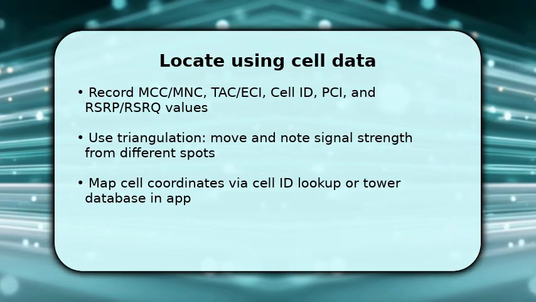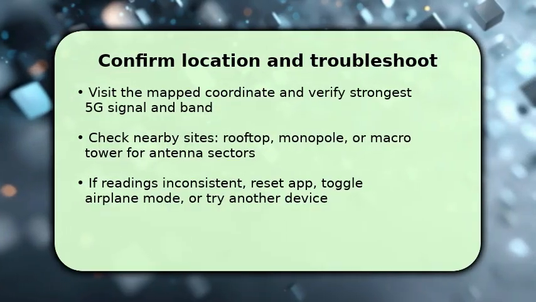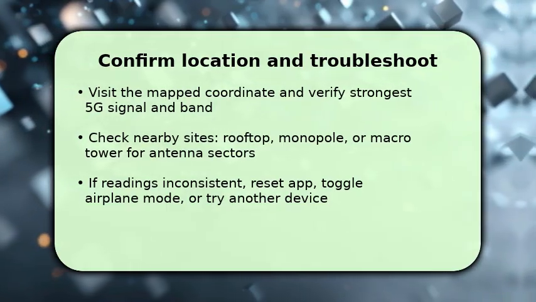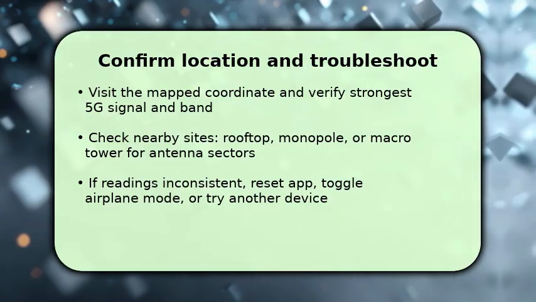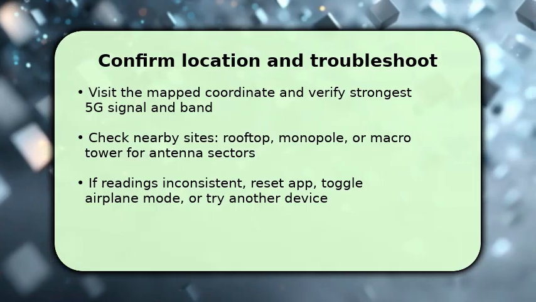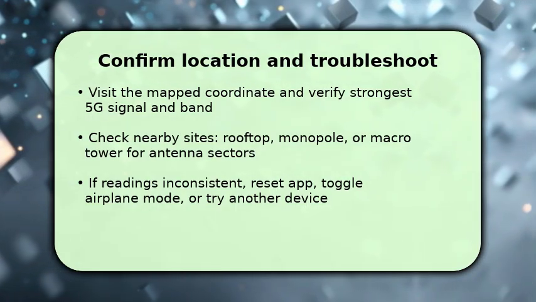Finally, go to the approximate coordinates and scan the area for antenna arrays. 5G sectors are often on rooftops, small cells on poles, or macro towers with panel antennas. Confirm by checking band and consistency of the serving cell ID and high RSRP. If both match from different angles, you've found the Airtel 5G site.